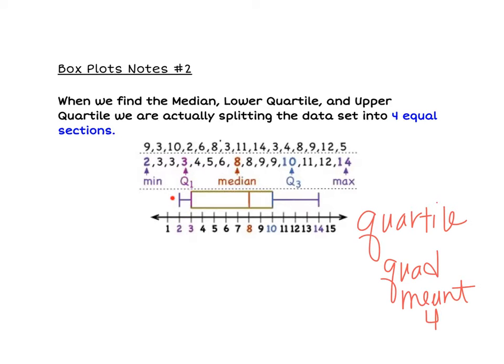So this 2 right here would be the minimum. The 3 was the lower quartile. 8 was the median. 10 was the upper quartile. And 14 was the maximum. So that's how they got their box plot for this set of data.